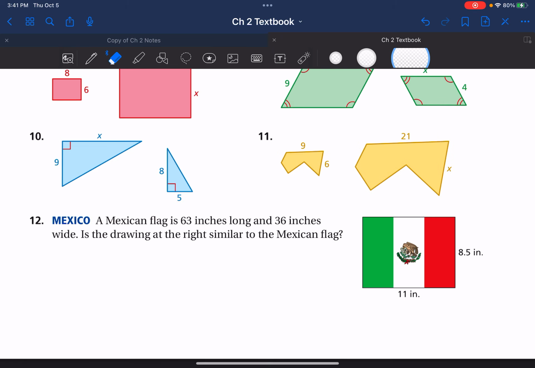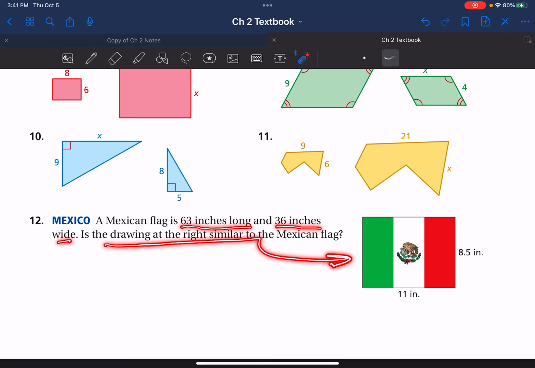Okay, we've got a Mexican flag over here. A Mexican flag is 63 inches long and 36 inches wide in real life. This is a drawing of the Mexican flag. It is 11 inches long and 8.5 inches wide, unless you want to do that the opposite, I guess. No, I think that's right. This would be the length and this would be the width. It's asking, is it a similar figure?